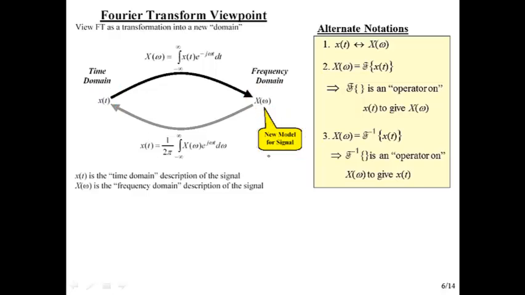So we now have two different models. A frequency domain model is the most powerful of them, and where a huge amount of the engineering is done. So some alternate notations: we can use this notation here to show that x of t and x of omega form a so-called Fourier transform pair. That just means that x of omega is the Fourier transform of x of t.